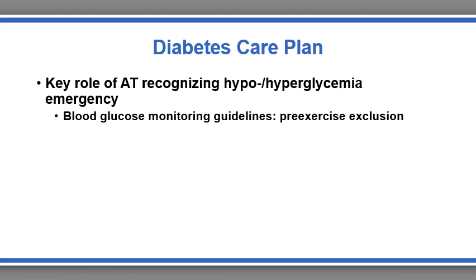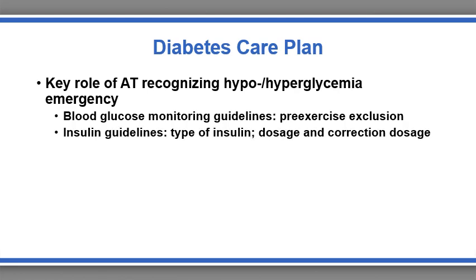And there should be pre-exercise exclusion values. So if you have levels of high blood glucose or low blood glucose that are at urgent levels, that's when exercise gets excluded. So that's an important thing to note.